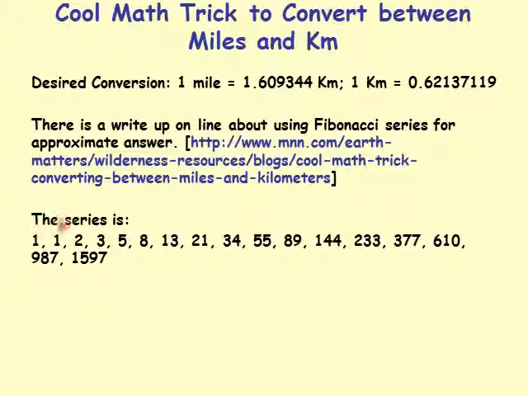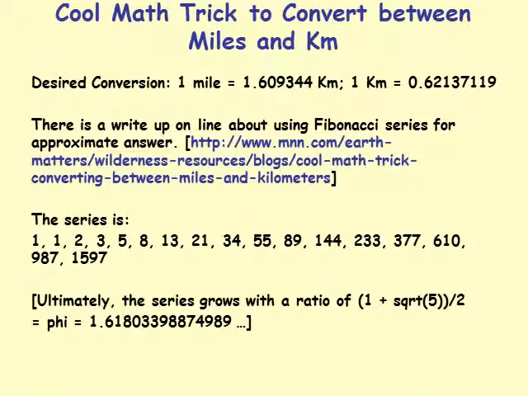A number in the series is obtained by adding the two previous numbers. We start with two ones, and 1 plus 1 is 2. You can also start with 0 and 1, then add them together to get 1, then add the two ones together to get 2, add 2 and 1 together to get 3. Similarly, add 55 and 89 to get 144, and so on. You can continue forever.